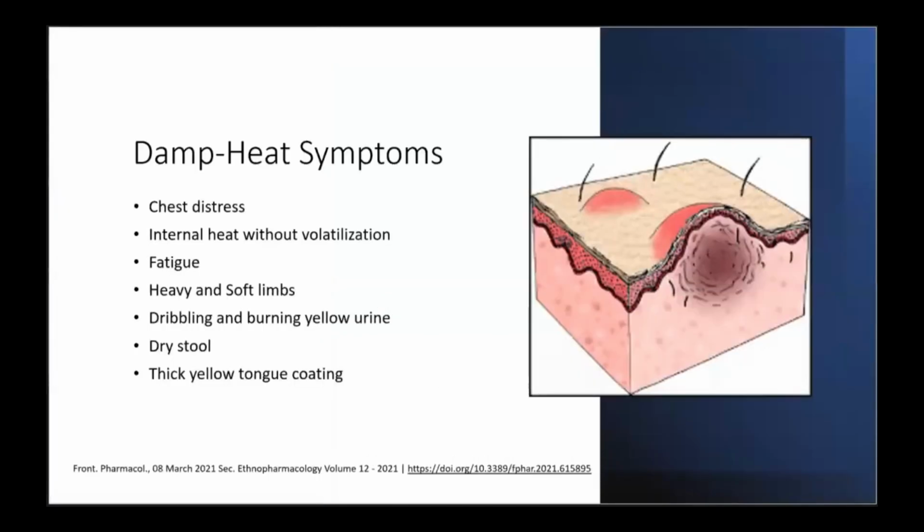What does it look like with damp heat? Well, chest distress, internal heat, fatigue, you've got the heavy, soft limbs again. But then you've got dribbling, burning yellow urination, like scanty urination. That's heat cooking up the fluids. Dry stools, thick yellow color. Remember, heat always has the yellow color when it's the body fluid: yellow phlegm, yellow mucus, yellow tongue coat. It also has the redness, right? Redness coming out of the skin.